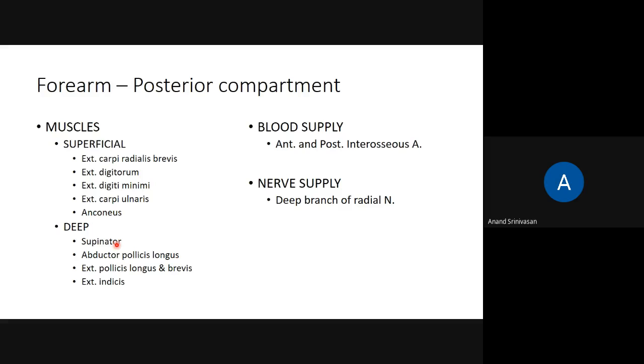But do you know which is the strongest muscle which helps in supination? Which muscles help in supination? Pronation you already know: pronator teres and pronator quadratus. Which one? Biceps. Okay, the biceps as well as the brachioradialis also help in supination. The supinator is only a weak supinator.